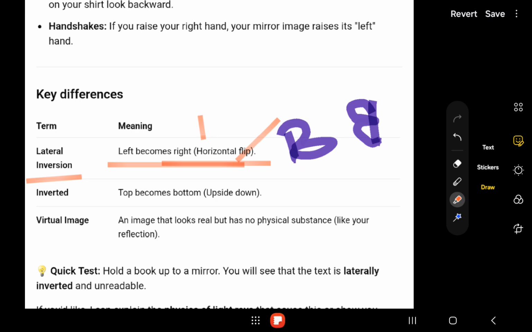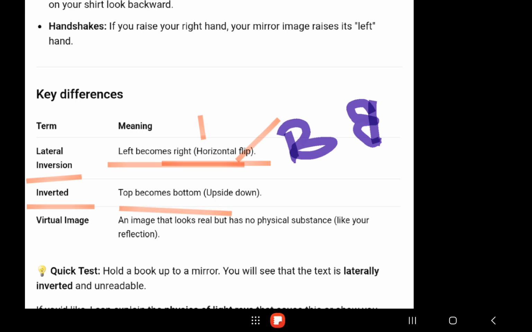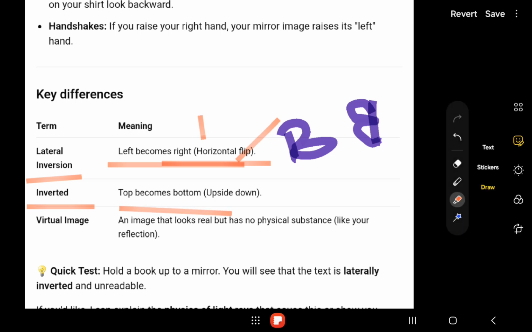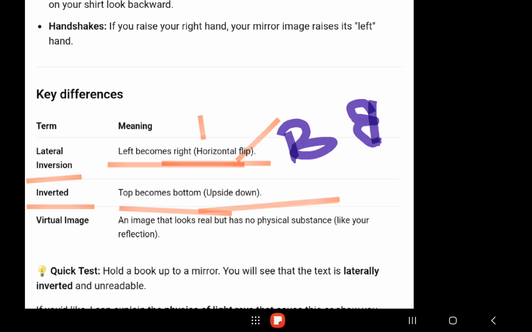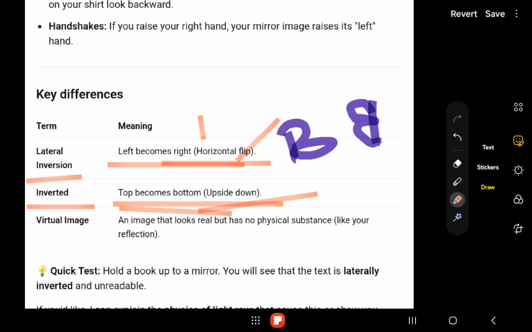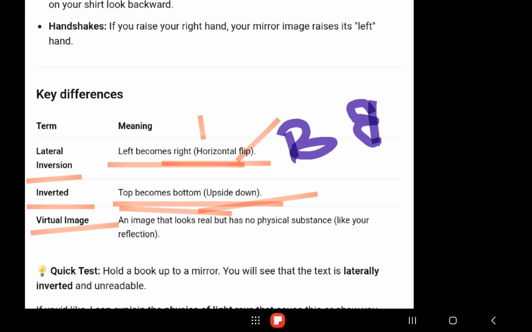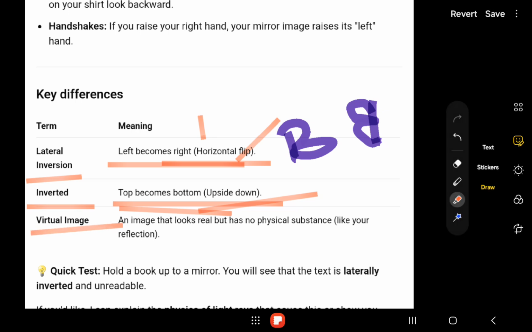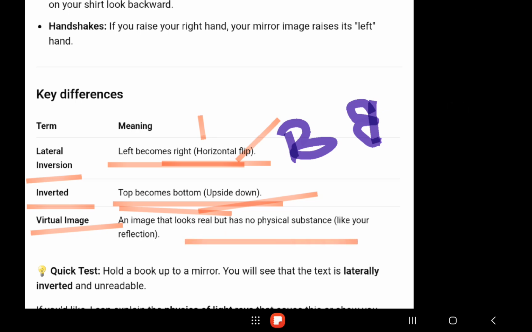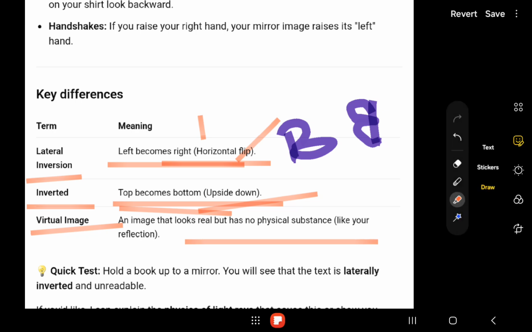When they ask inverted, it becomes top to bottom, upside down. This is the second question. Top to bottom, upside down. And visual meaning. Reflection, visual image. It's a reflection in the plane mirror which you can see but can't touch.